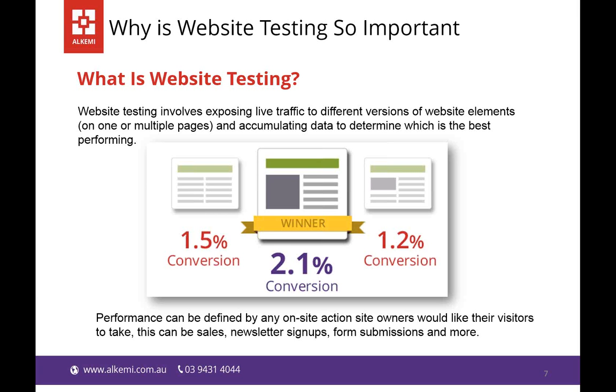That might be a page, it might be a checkout process, it might be a product display or what have you. And then essentially tracking what the visitors who see each variation do, and determining from that which of the variations your visitors and your prospective customers respond to the best.